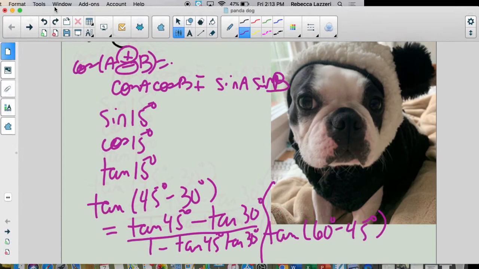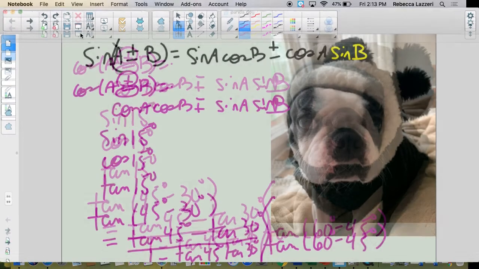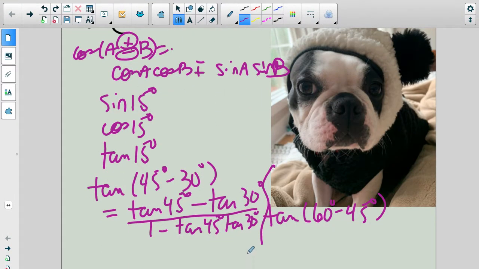Sorry, let me see if I can get it to extend the page. You have to stop using this excuse or anything. Oh well, I'll squeeze it down here.